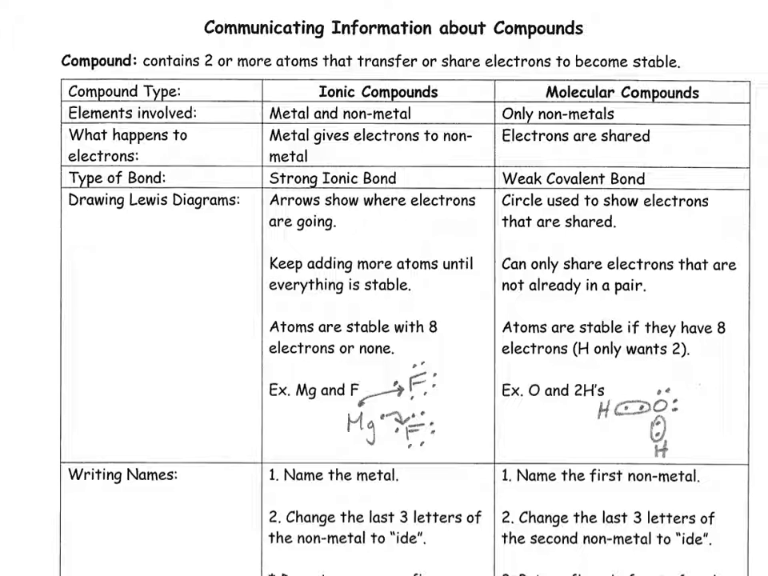Because the nonmetal atoms don't have enough electrons to give and take to become stable, they share electrons in order to get stable octets. The name of the bond that they form is called a covalent bond, and it is weak compared to an ionic bond. When we draw Lewis diagrams of molecular compounds, use the following steps.